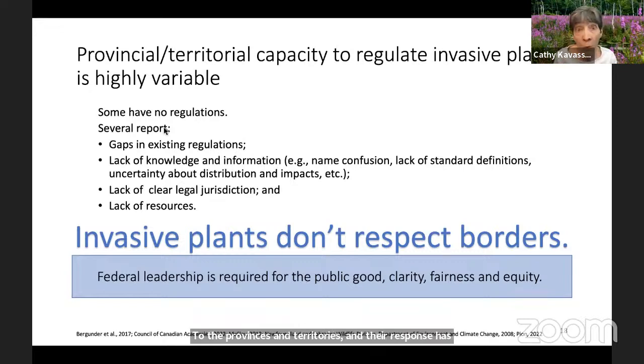Some have no regulations for invasive plants. Several report gaps in invasive plant regulations. Several report lack of knowledge and information, including name confusion, a lack of standard definitions, and a lack of information on distribution and impacts. Several struggle with lack of legal jurisdiction, and most report a lack of resources. Federal leadership here is required for the public good, for clarity, fairness, and for equity.